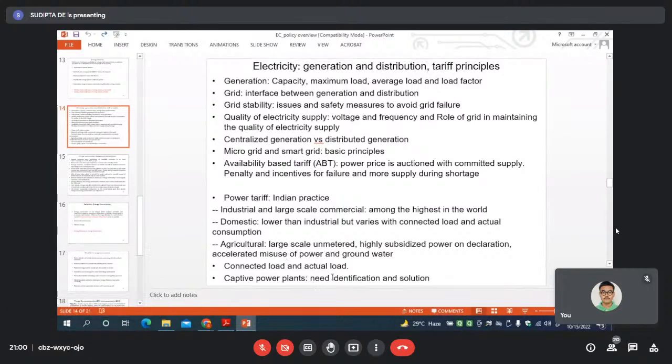So connected load and actual load also you have understood. Then the captive power plants. What is this? Any response from the class? No. No response. Oh, electrical students are not there this year. That's why maybe less response, because they are supposed to know all these things much better.